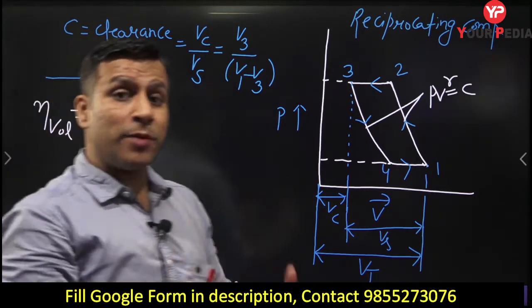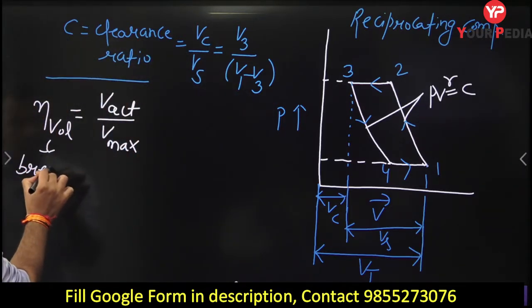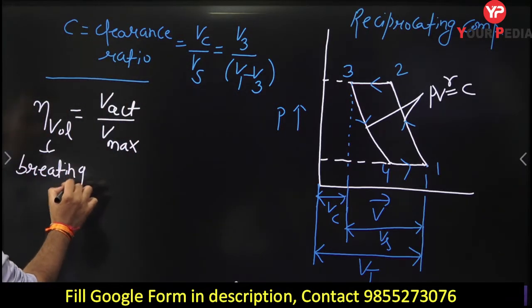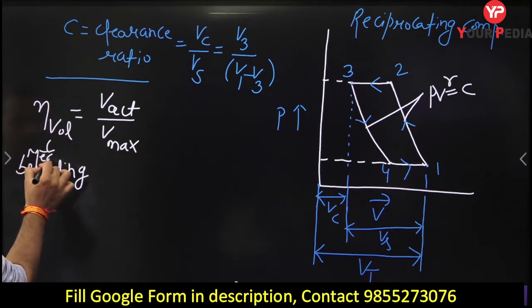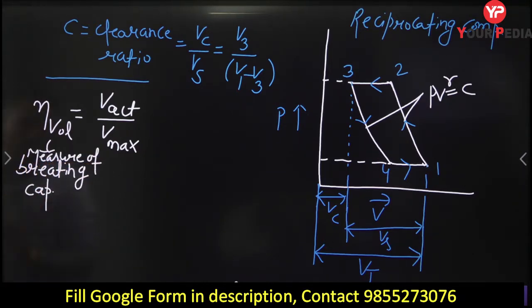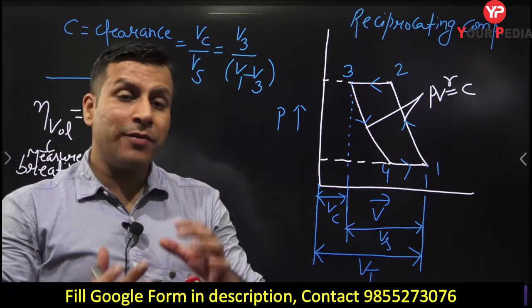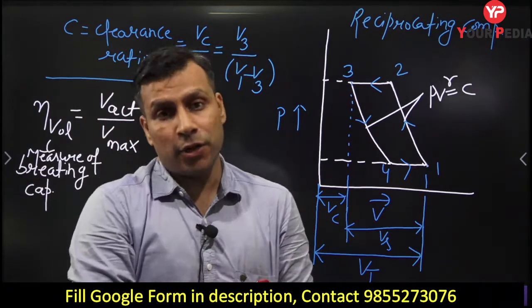Actual breathing, this is actually a measure of the breathing capacity. Measure of breathing capacity. Okay, so what is the actual volume intake by the compressor divided by the maximum volume which can enter into the compressor.